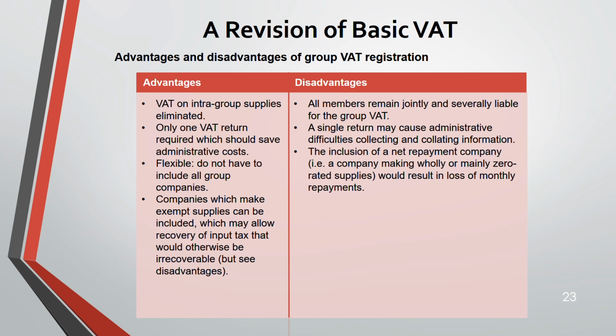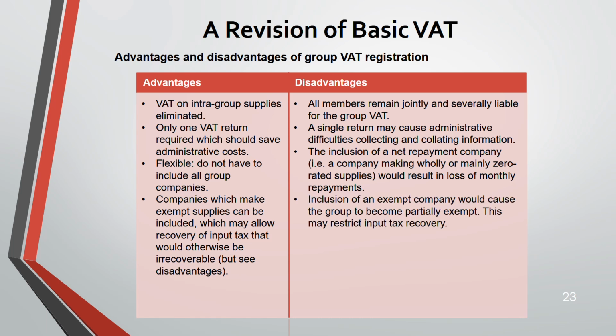so if you are including a company who is making wholly zero rate supply in the group, it could result in a loss of monthly repayment. If you are including an exempt company, okay, it can cause the group to become partially exempt. This may restrict the import tax recovery, which otherwise you would have recovered.